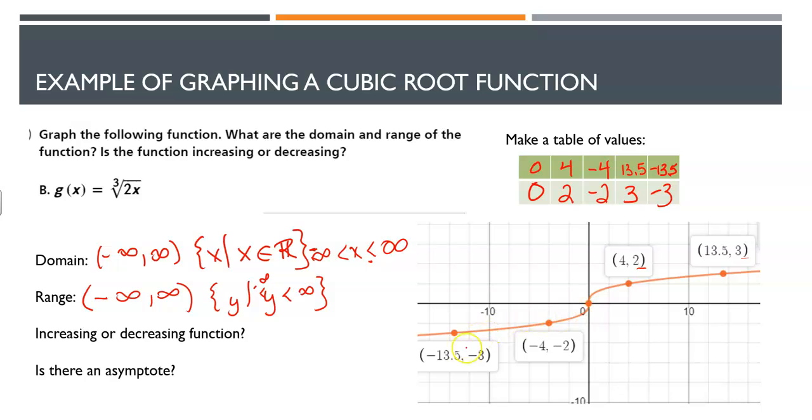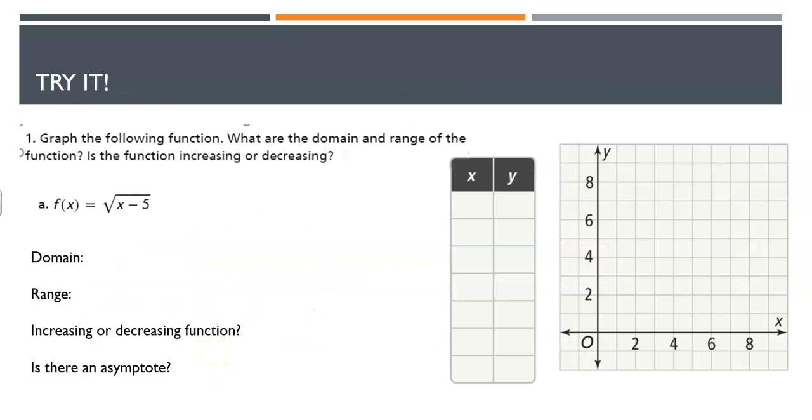And again, as the x gets bigger, what happens to my y's? Well, they're getting bigger too. So it's increasing. And is there an asymptote? Nope. It'll never approach something and it will always keep going. Too many negatives in that sentence.